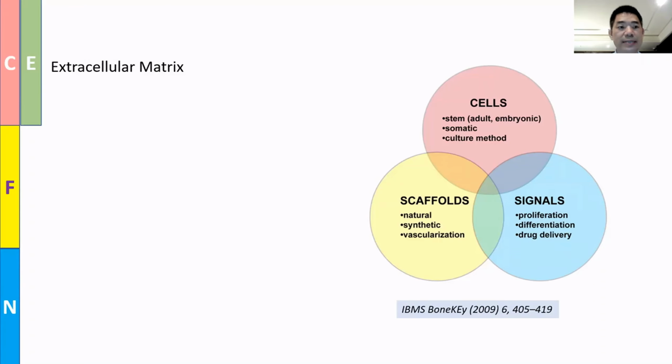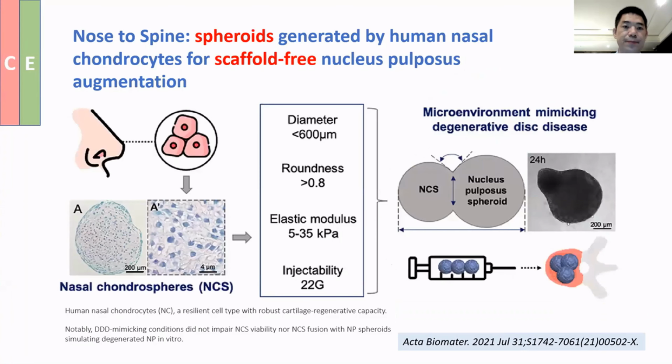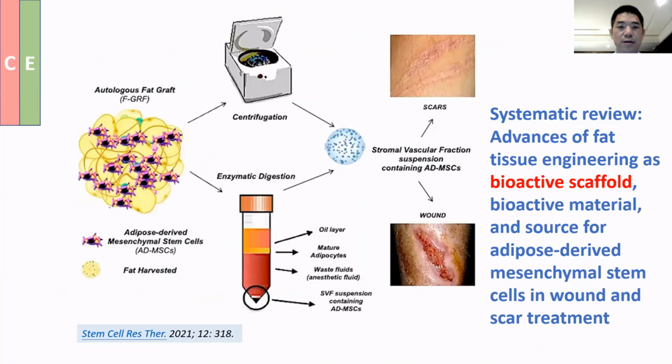not independent scaffolds by definition here. So this is one of the examples showing that from nose to spine, the spheroids generated by human nasal chondrocytes for scaffold-free NP augmentation. So in this case, the scaffold or the extracellular matrix are together made with the cells. So that's not by definition the scaffold, but the homogeneous extracellular matrix.